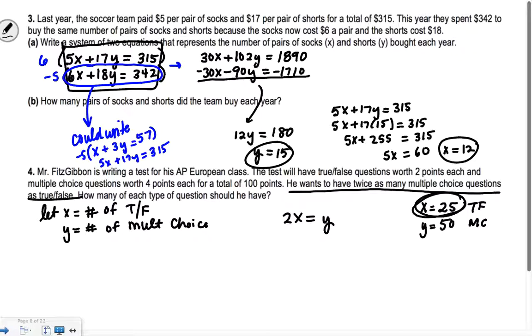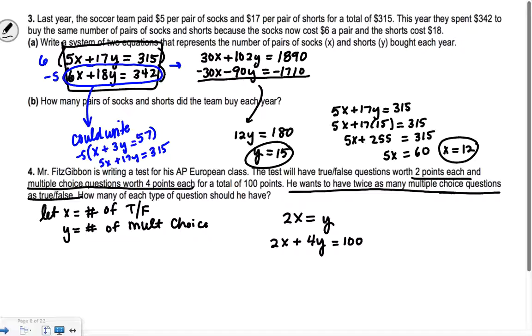All right, so then as we do this, the other question says the test will have true-false questions worth 2 points each and multiple choice questions worth 4 points each. So the true-false are each worth 2 points. So if our true-false is x, we're going to have 2 times x plus 4 times y, and he wants to have a total of 100 points. All right, and then this would be easiest to solve with substitution.